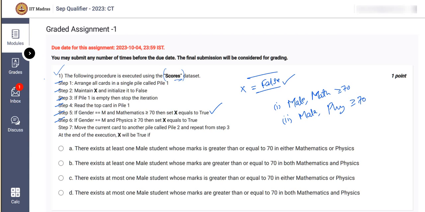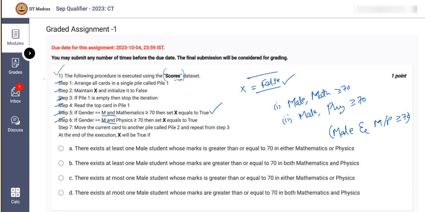But remember, it is a combination of both the conditions together. That is, both must be valid. Therefore, what are the two criteria? It must be a male, and either physics or math must be at least 70. Any one of them, or both of them. Anything should be the final answer.